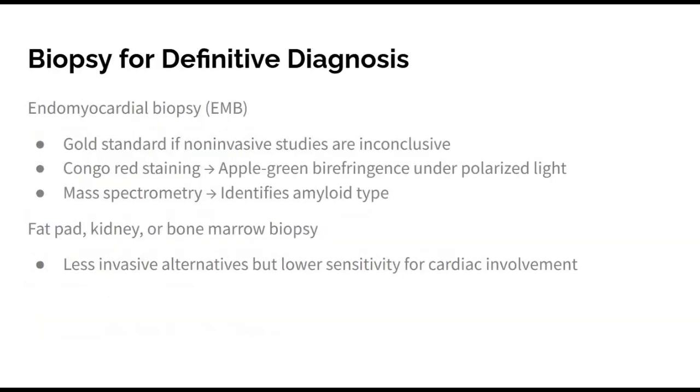Step 5. Biopsy, the gold standard. While non-invasive imaging is highly sensitive, a biopsy is required for definitive diagnosis, particularly when differentiating between AL and ATTR amyloidosis. Endomyocardial biopsy, EMB, is the gold standard when cardiac involvement is uncertain. Congo red staining shows apple-green birefringence under polarized light. Mass spectrometry identifies the amyloid fibril type. Fat pad, kidney, or bone marrow biopsy may be an alternative but has lower sensitivity for cardiac involvement.